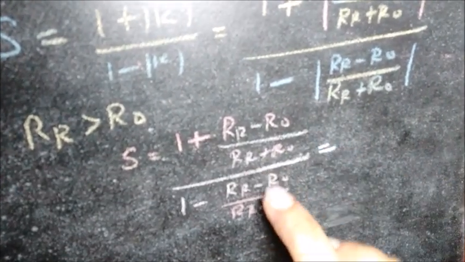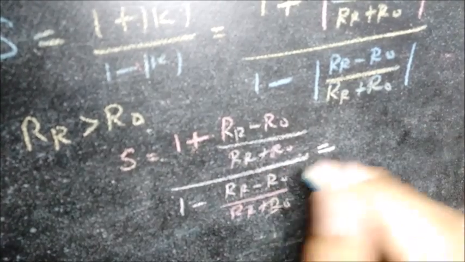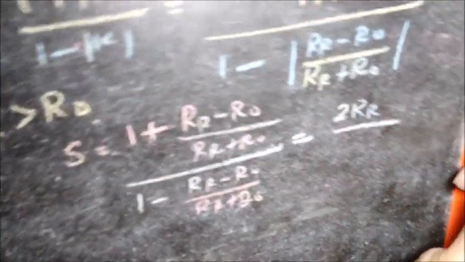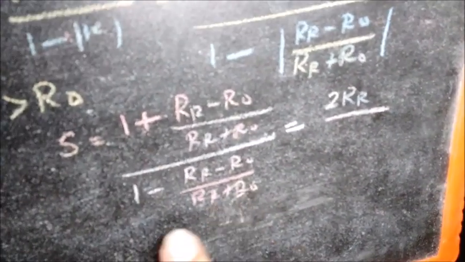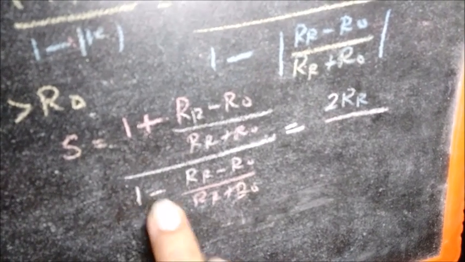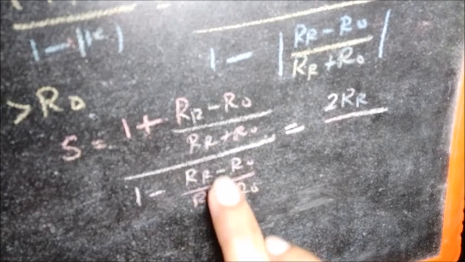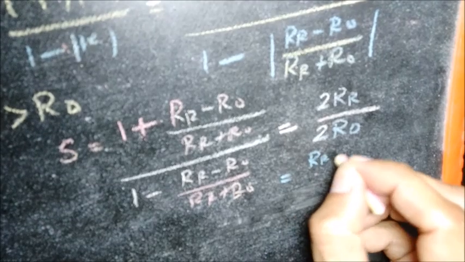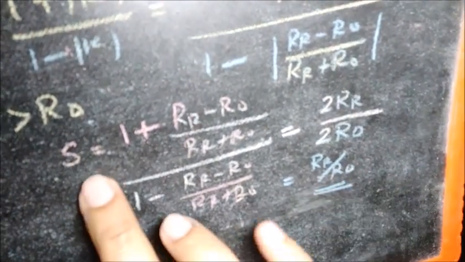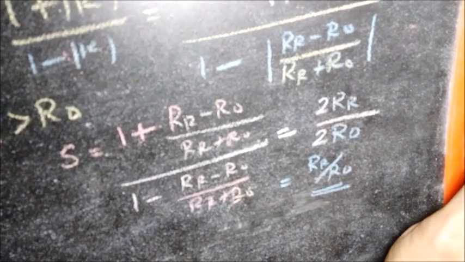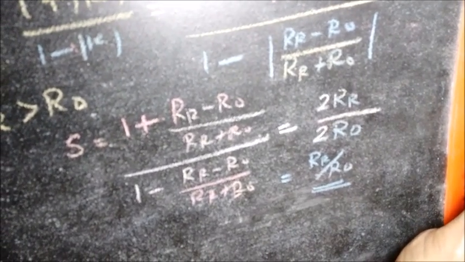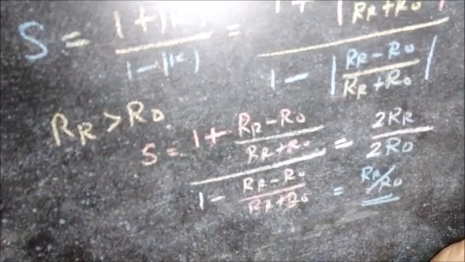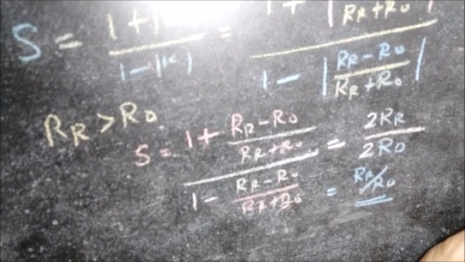That is equal to, this is RR plus R naught you bring here, and R naught gets cancelled. You will get 2RR divided by RR plus R naught minus RR minus R naught. So this minus makes this a plus, and you will get 2R naught. That is equal to RR by R naught. So standing wave ratio is equal to RR by R naught when the load impedance is purely resistive and it is greater than or equal to R naught. It is a point to be noted here.